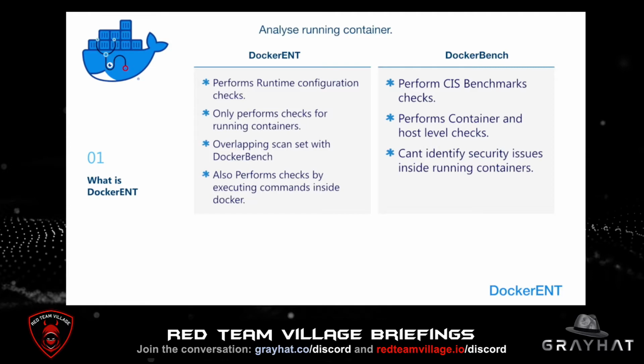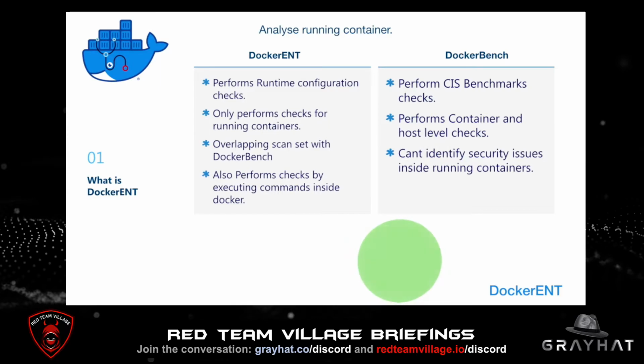On the other hand, Docker Bench will only perform the CIS benchmark checks. Now, when I talk about CIS benchmark checks, they are not all related to runtime configurations. There are a few checks which talk about the runtime configuration, and a few checks which just talk about the host configuration of that particular Docker daemon. But DockerENT is, I would say, an overlapping superset of Docker Bench. It's not a complete superset, and it's not an independent tool from Docker Bench, but there is some overlap happening. And it can also perform checks by executing commands at Docker, which Docker Bench is not capable of.